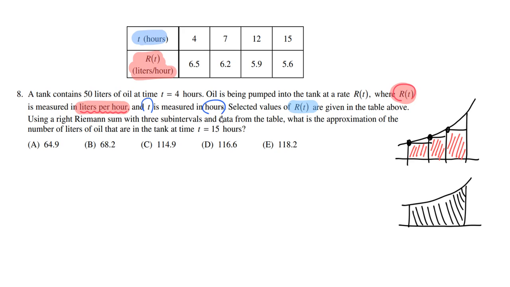So there are 3 subintervals. That means here 1, 2, 3. The difference between 4 and 7 is the first subinterval, 7 and 12 is the second subinterval, and 12 and 15 is the third subinterval. So there are 3 subintervals. And the Riemann sum gets the area of rectangles, so you have to imagine there are some kinds of rectangles.